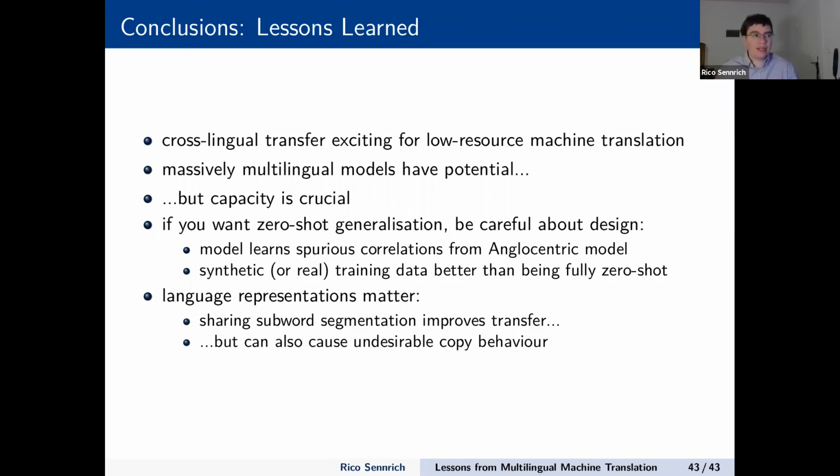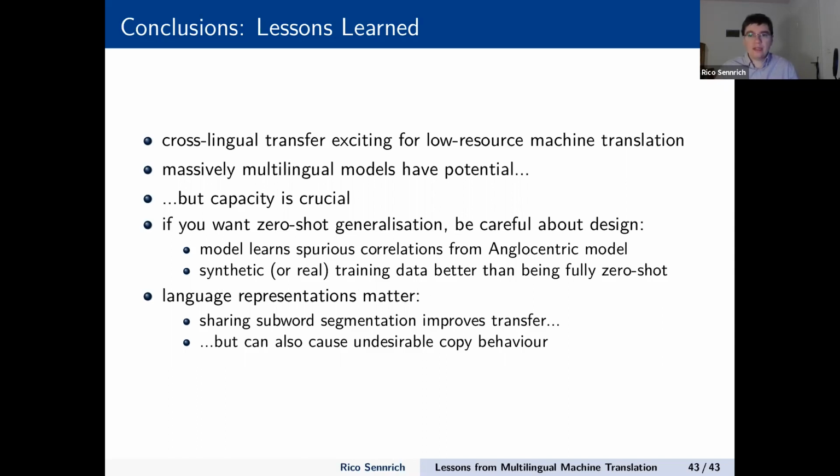We've seen the correlations that we learned from English-centric models. We are now moving away from these models. Other groups have also moved away from that a bit. We see that if we can get data, we should use that. Parallel data is of course great, but even if you can't get that, creating synthetic data helps.